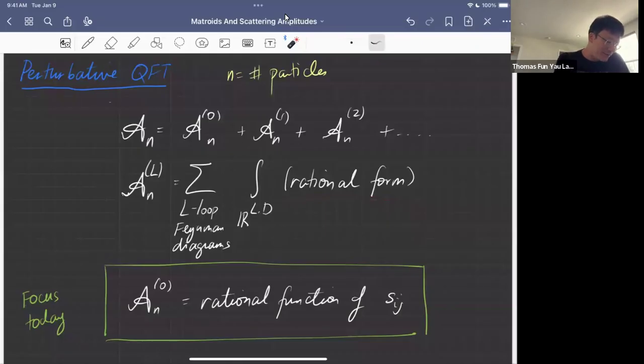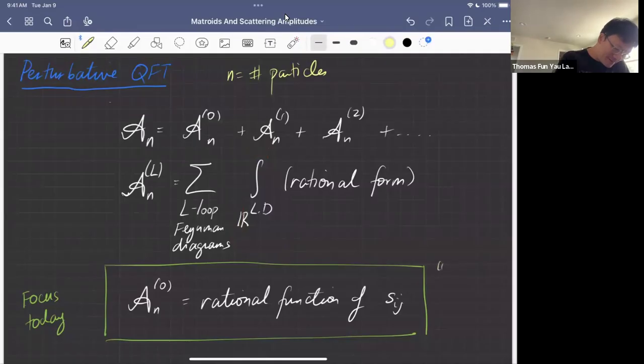But we're going to just focus on the first term in the asymptotic expansion today. And for the first term, L is equal to 0. The Feynman diagrams are trees. So that has Betti number 0. And there's no integral here, so it'll just be a rational function. So this first term in the perturbative expansion of the amplitude is a rational function of the S_ij. And that's the starting point of this. These other terms are more complicated, but I won't talk about them today. If you just talk about the first term, it's usually called the tree amplitude.